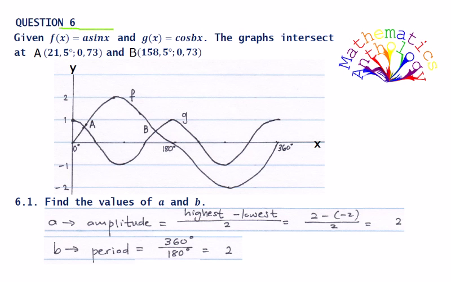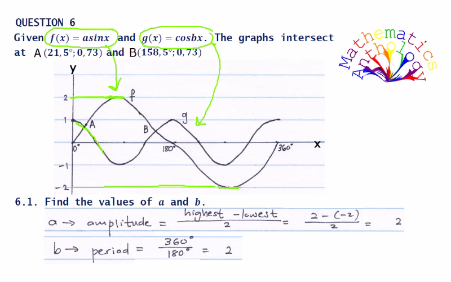Okay, so we're given question 6. Given f of x is equal to a sin x and g of x is equal to cos bx. The graphs intersect at A (21,5 degrees; 0,73) and B (158,5 degrees; 0,73). 6.1: find the values of a and b.